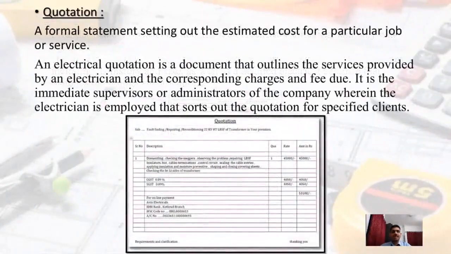In the next slide, we are going to learn another important document, which is quotation. So, what is a quotation? As it tells us, a quotation is a formal statement setting out an estimated cost for a particular job or service. Here, I have attached an image of a quotation document from Avin Electricals company. You can check it out below.